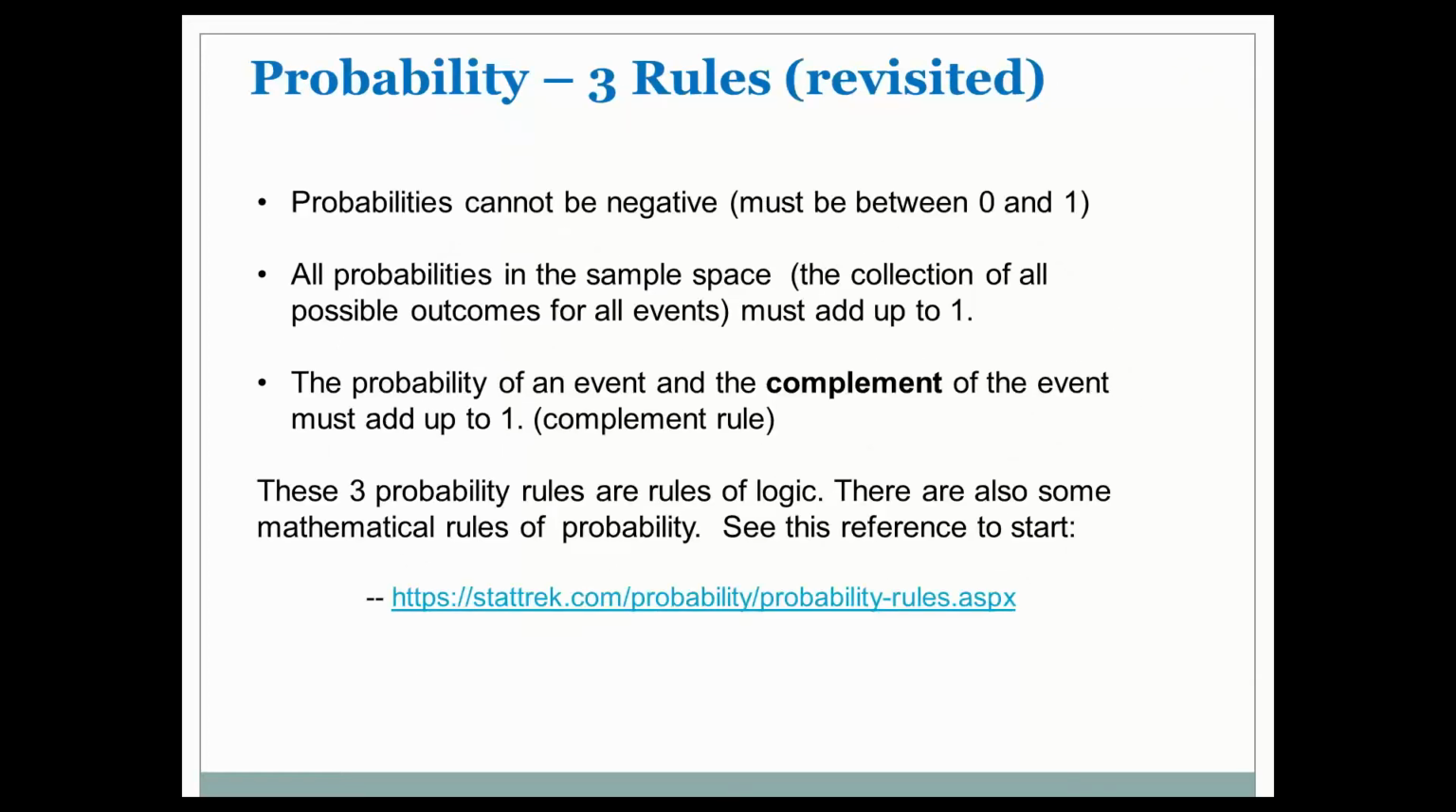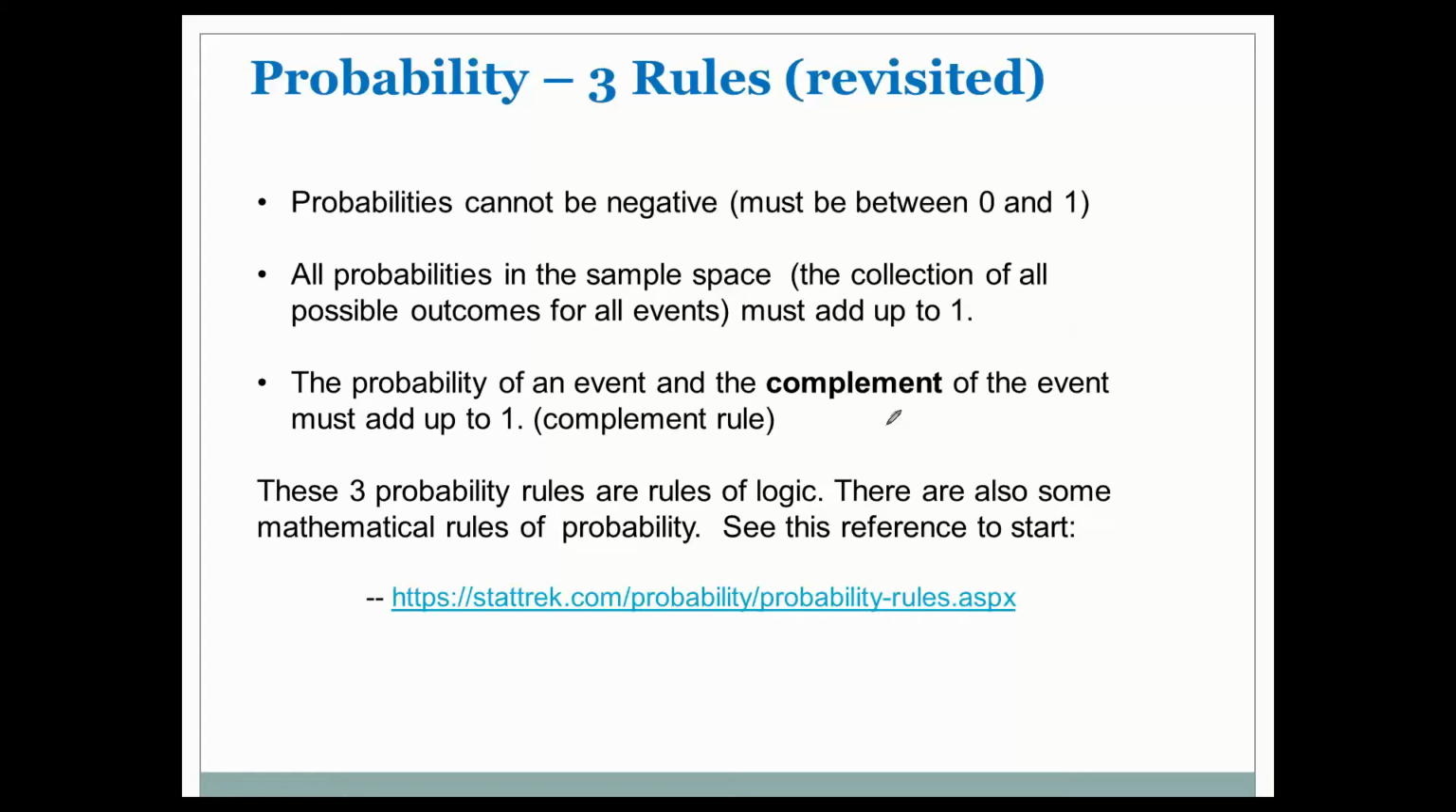Okay, let's revisit those three rules again. Probabilities cannot be negative. They have to be between 0 and 1. You can't have a negative 50% chance that something's going to happen. All probabilities in the same sample space must add up to 1. So the collection of all possible outcomes for all events must add up to 1. Actually, this is the reason I named it omega statistics, because omega in statistics is all possibilities. Sample space, or the population of all possibilities. So that would be your sample space basically. I kind of liked that, and I said, oh, I'll call it omega.